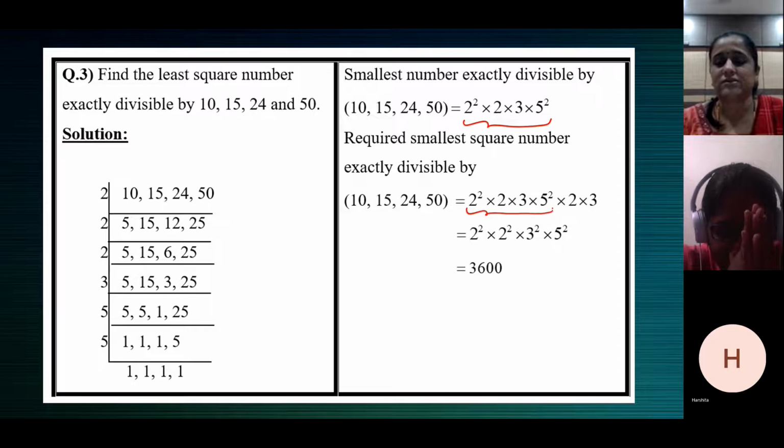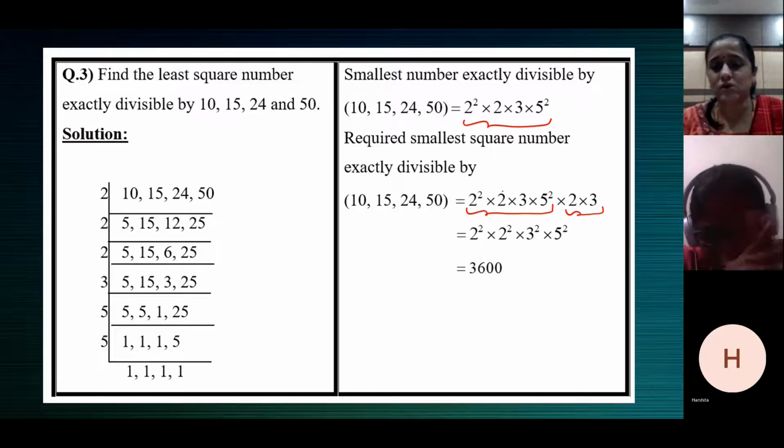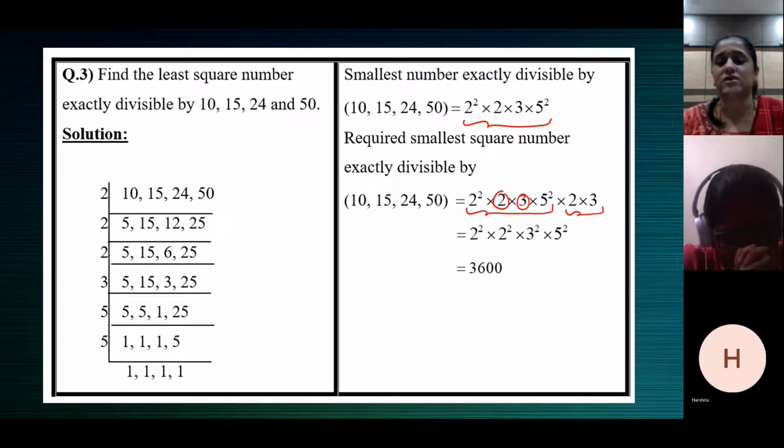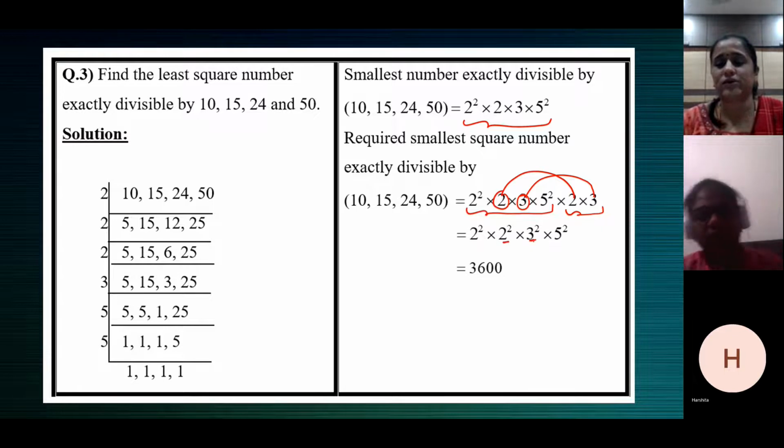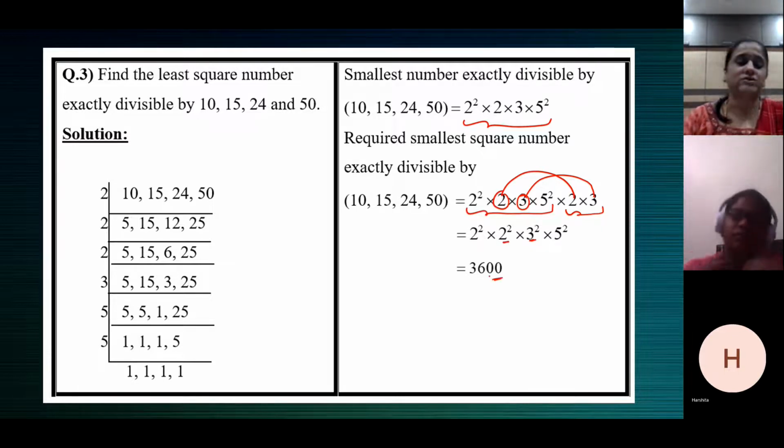This one is the LCM. Now we've multiplied the LCM by 2 and 3. Why 2 and 3? Because 2 and 3 don't occur in pairs. You want 2 to become 2 square, and you want 3 to become 3 square. See, in the next step, 2 becomes 2 square and 3 becomes 3 square. So this is the required number.